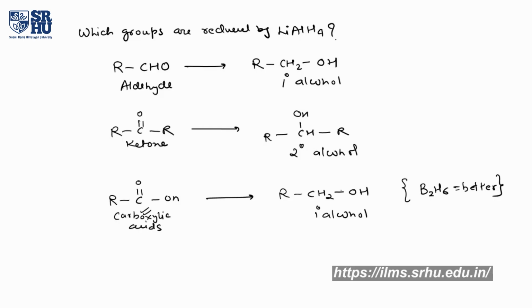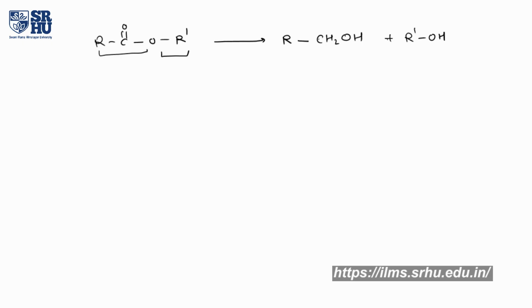Now, it also converts ester into alcohol. When ester is reduced by LiAlH4, both the parts of the ester, the acid part and the alcohol part, get separated into alcohols. So RCH2OH is one alcohol which is formed, and this R dash part also becomes an alcohol. So we get a mixture of alcohols when we reduce ester by LiAlH4.